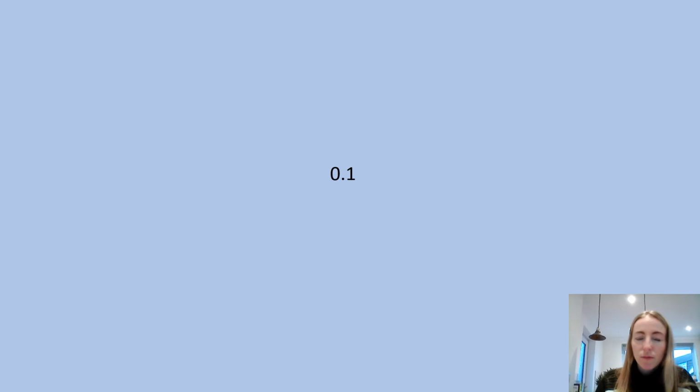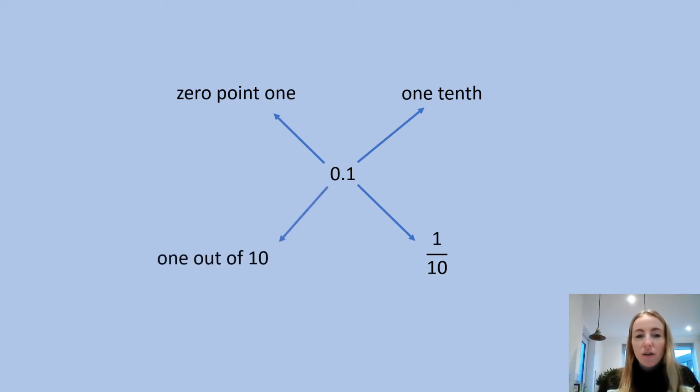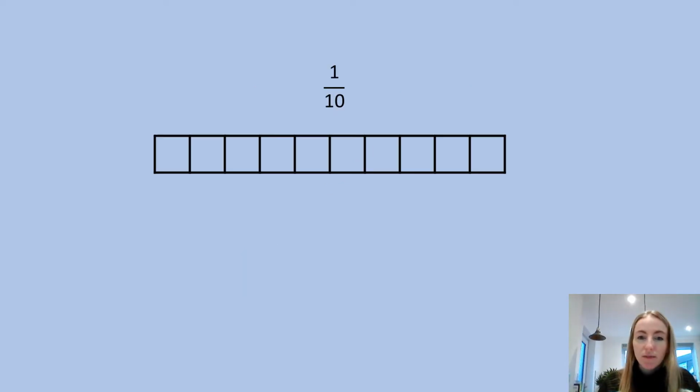Now this is a decimal. We've got 0.1. So we can quite clearly write it as 0.1. We can say that it's 1/10 because the 1 is in the tenths column. Or we can say it as a fraction, 1/10. Or we can say that there's 1 out of 10 parts because if I were to draw a bar and split my whole into 10 equal parts, I'd be looking at 1 of those 10 parts.